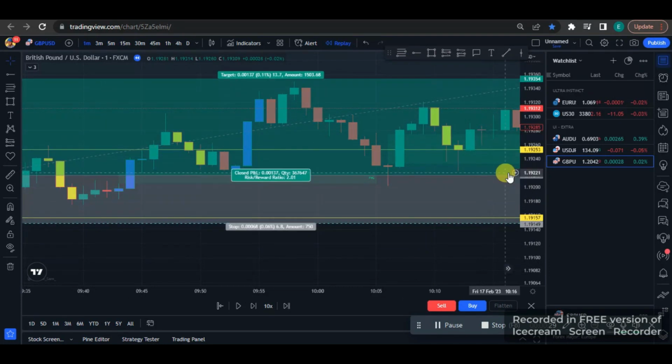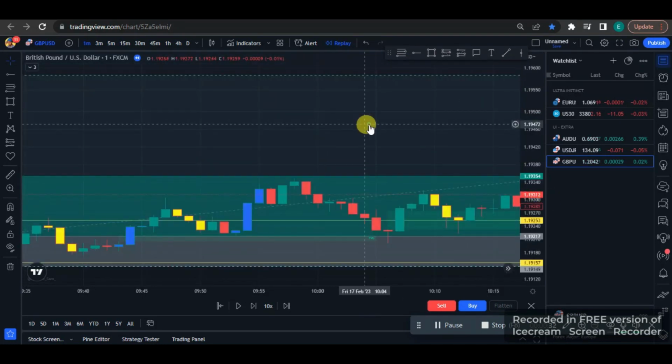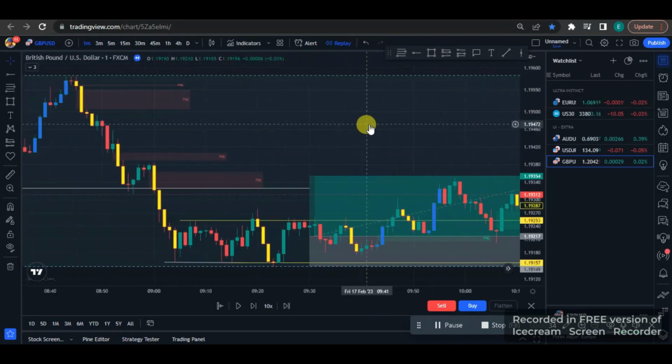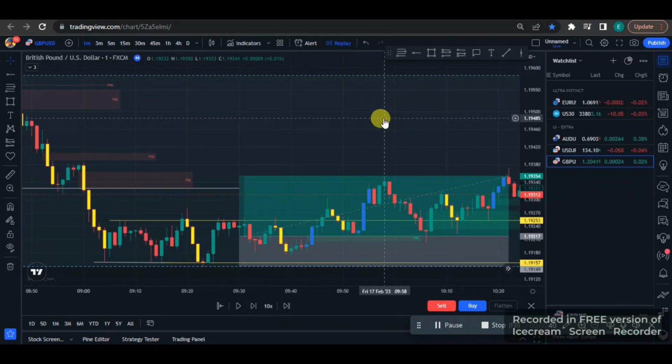But I would suggest a 1 to 1.5 is good for a start. Then if you're comfortable with the strategy, then you can target more. Break even means you move your stop loss to your entry at 1 to 1 or a 1 to 0.5.